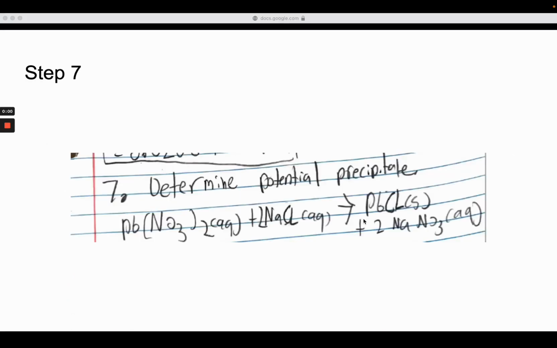And then you determine the potential precipitate, and you write out the equation. Lead 2 nitrate plus 2 NaCl equals lead 2 chloride and 2 NaNO3. And then by solubility rules, all nitrates are soluble, which means that PbCl2 must be the potential precipitate. Also, it's on the KSP table.